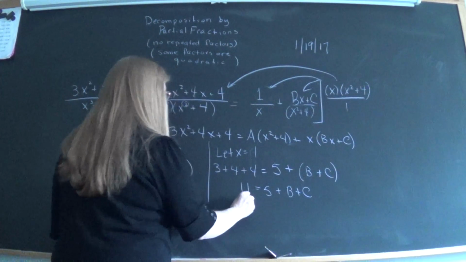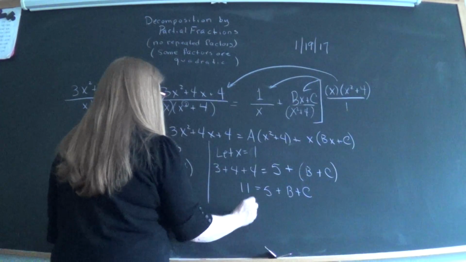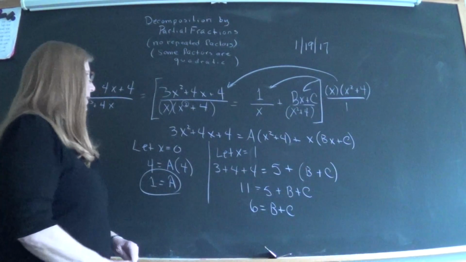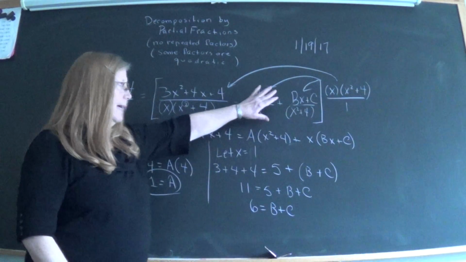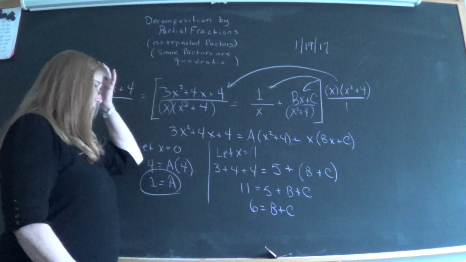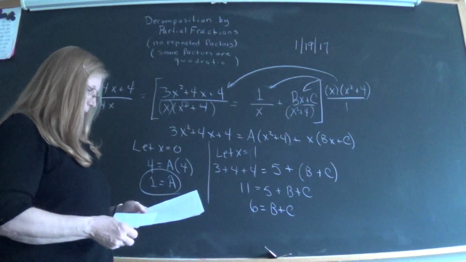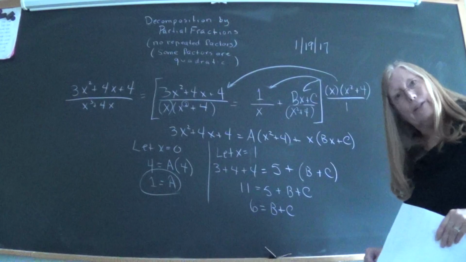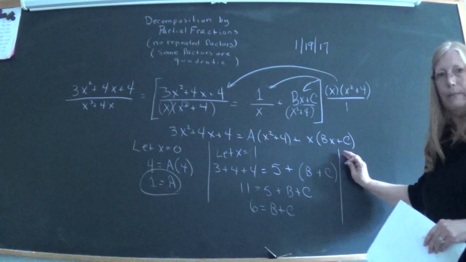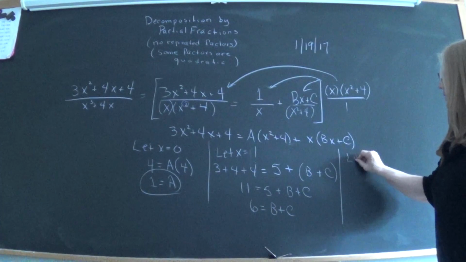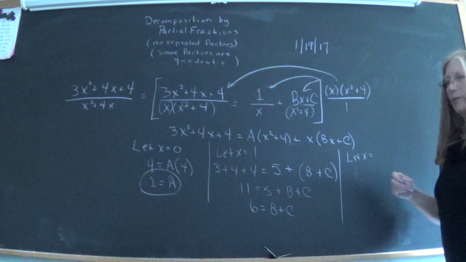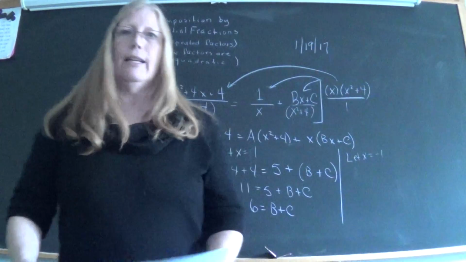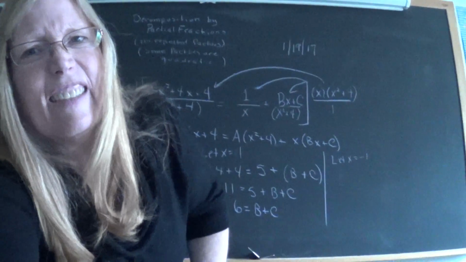Move the 5 over, and I get 5 from 11 is 6, equals b plus c. Alright, so that's not enough information because I need b by itself and c by itself. So I'm going to have to let x equal something again. Alright, but I'm not sad about that. Are you? Alright, so now, does this show up? I think it does. I'm going to let x equal, you could say 2 or 10 or whatever. I'm going to pick minus 1 because I like to keep my math fairly simple.